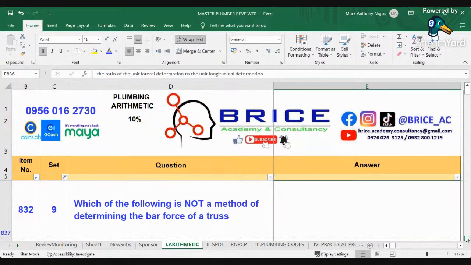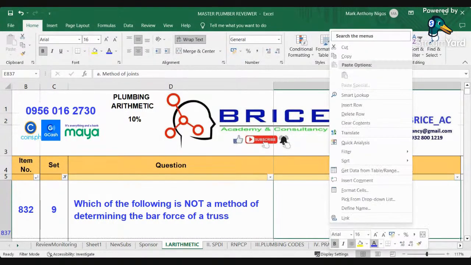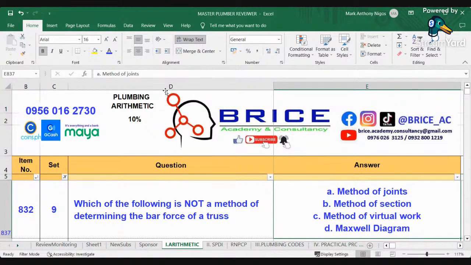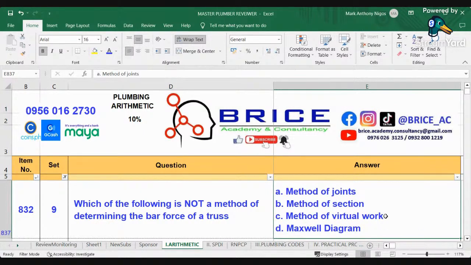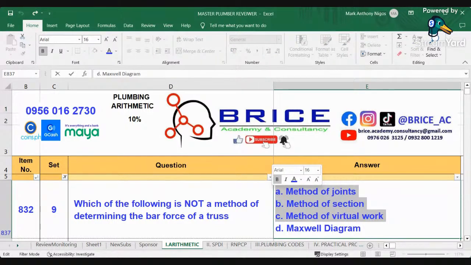832. Which of the following is not a method of determining the bar forces of a truss? A, method of joints. B, method of section. C, method of virtual work. And D, Maxwell diagram. The answer is D, Maxwell diagram.